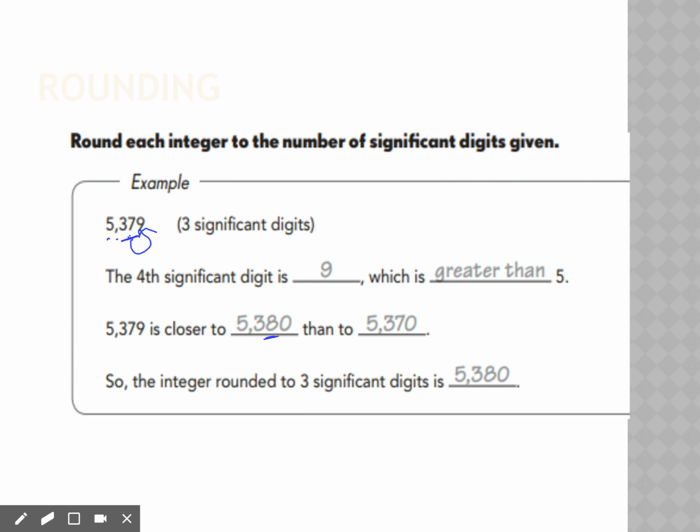So they're true in saying that 5,379 is closer to 5,380 than 5,370. So 5,379 rounded to 3 significant digits is 5,380. Just a little rhyme that I like to help students remember for rounding is: 4 or less, let it rest. 5 or more, raise the score.